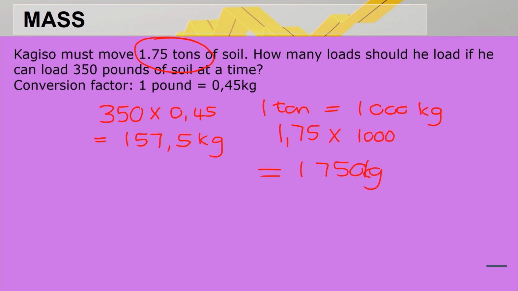Now, what we're going to do is say 1,750 divided by the amount that he can load at once. And then let's put it into our calculators. 1,750 kilograms divided by 157.5, and then you will find that it is 11.11 loads. So therefore, we are going to round it to 12. If we only took 11, it would have been overloading.